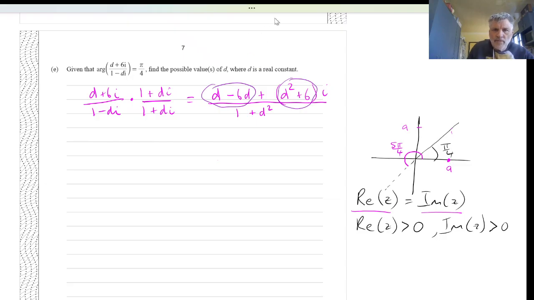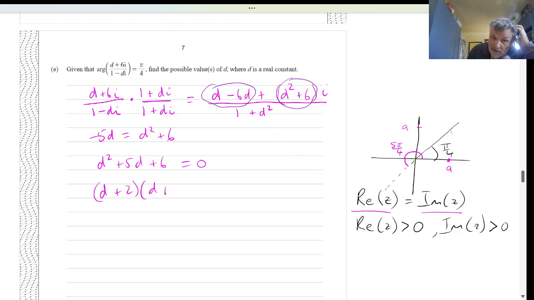So that means we've got, quite simply, d minus 6d, which is negative 5d, has to be equal to d squared plus 6. In standard form, that's d squared plus 5d plus 6 is equal to 0. So d plus 2 times d plus 3. Another relatively straightforward factorization. So d is -2 or d is -3. We need to check whether the real parts and imaginary parts are positive.